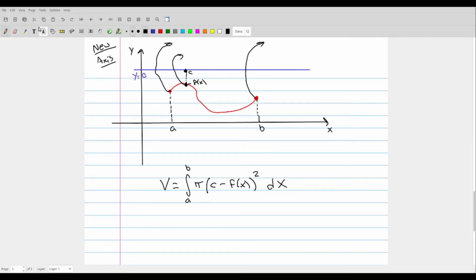So it's a very, very small change, but it allows us to deal with more complicated scenarios. So you have a line that's shifted away from the x-axis. You can use this method for computing the volume. This is sometimes called the disk method for calculating the volume.